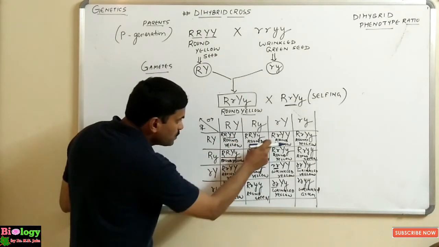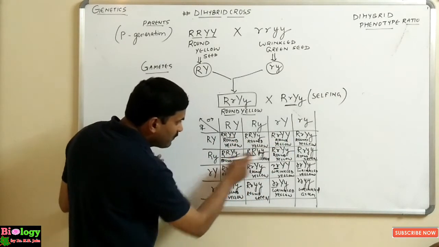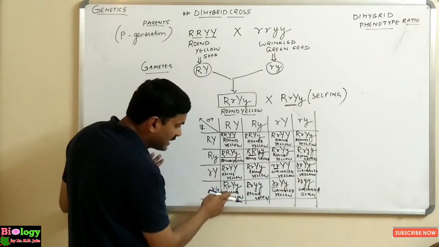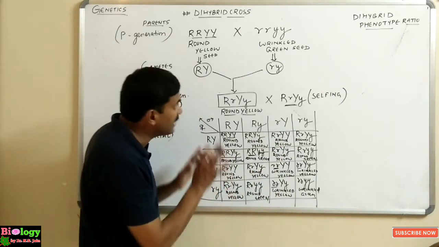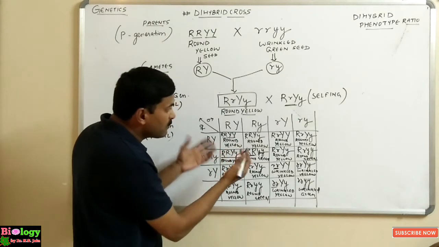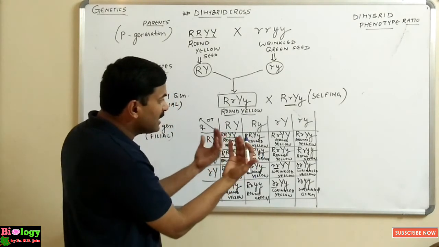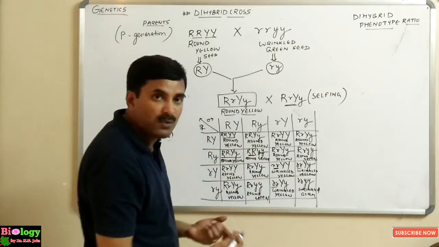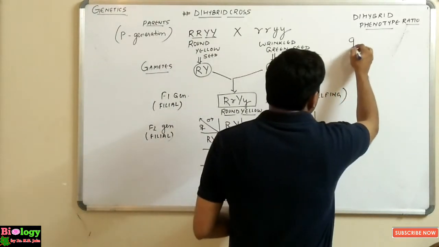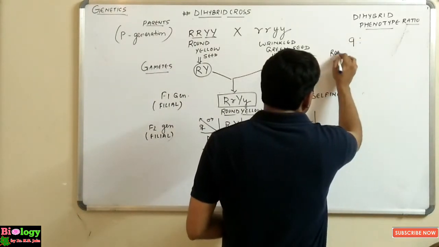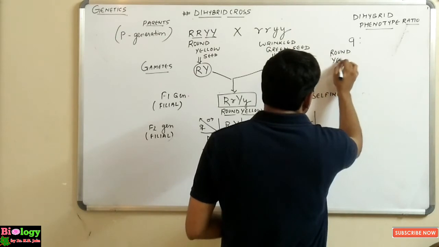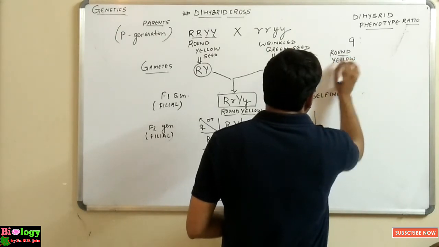See here: 1, 2, 3, 4, 5, 6, 7, 8 and 9. All these are the round yellow. So from outside it is visible that there are 9 round yellow. I am writing here, round yellow are 9 in number.